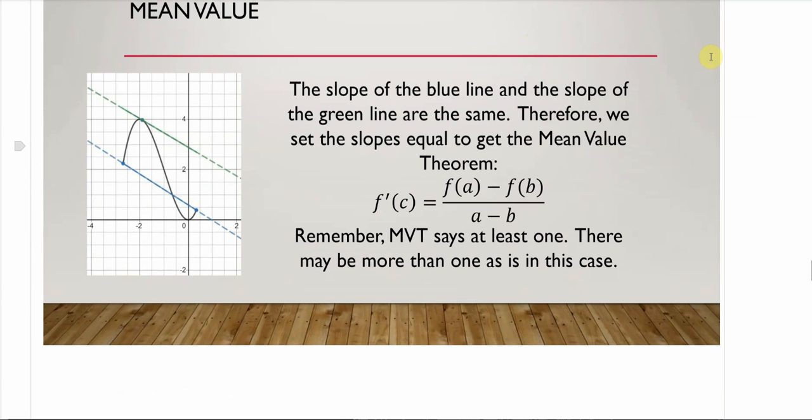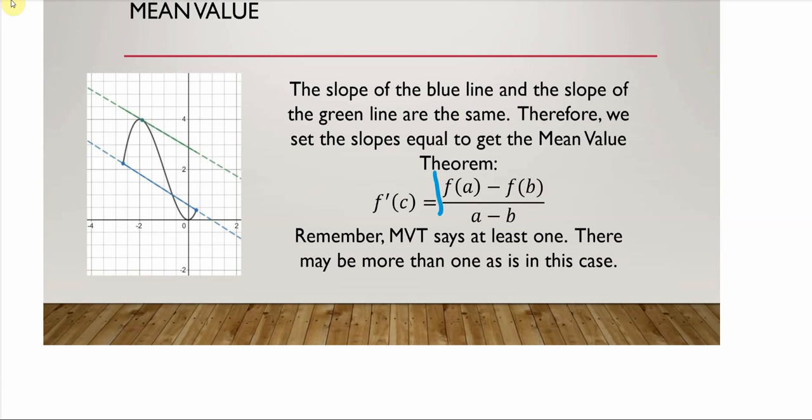So now, I notice that my green line is parallel to my blue line, meaning that the slopes are the same. So if the slopes are the same, then the slope of the blue line, which is this guy, let me use the blue color here.